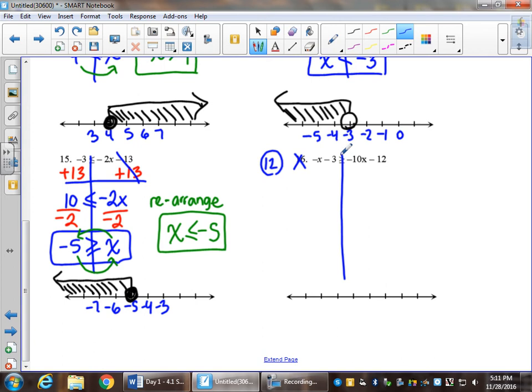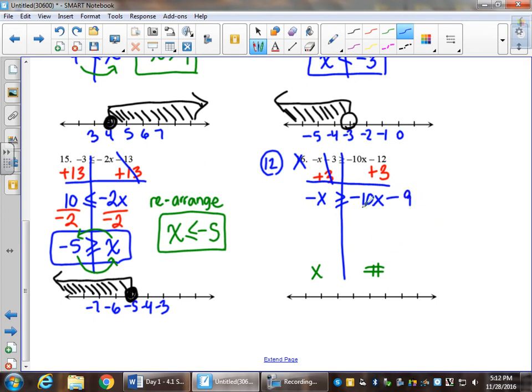So I have negative x minus 3 greater than or equal to negative 10x minus 12. Variables on both sides. Just like before, we have a goal of x on the left and then numbers on the right. So if I only want x terms on the left, this minus 3, no good. Let's add it to both sides. So negative x greater than or equal to negative 10x. And then negative 12 plus 3 is a negative 9.